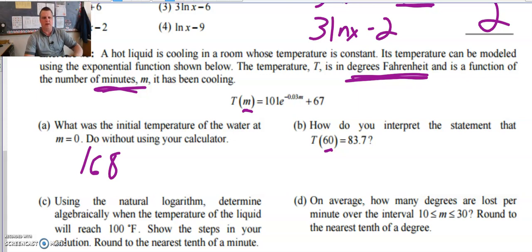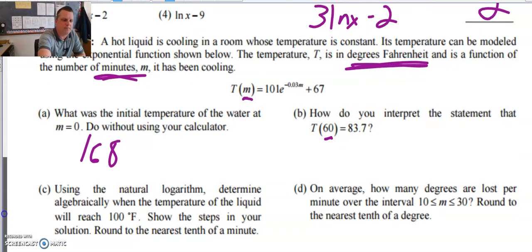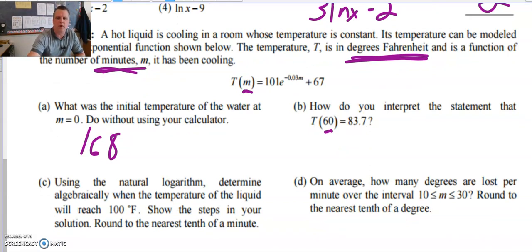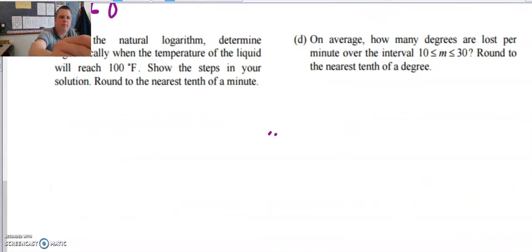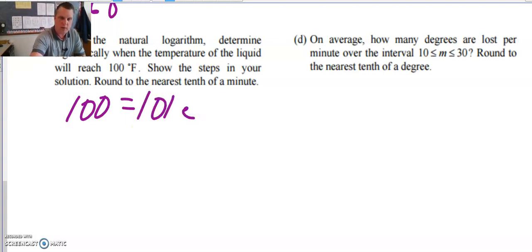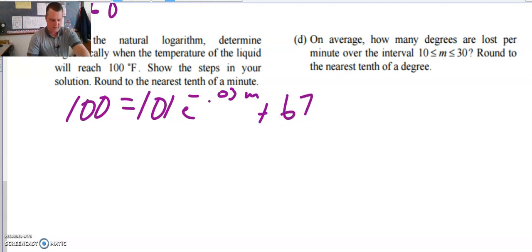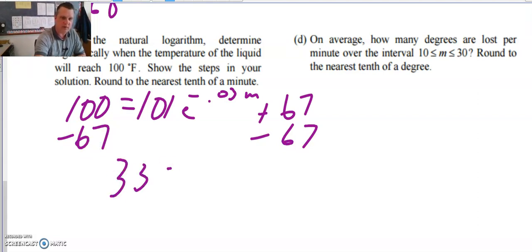Okay? Using the natural logarithm, determine algebraically when the temperature of the liquid will reach 100 degrees. Okay? So we want it to be 100 degrees. It started at what? 168. So we have 100 equals, and I've got to look at the formula here, 101 e^(-0.03m) plus 67. All right, so follow your order of operations here, your inverses. Minus 67, minus 67. Okay, so I have 33 equals 101 e to the negative 0.03m.